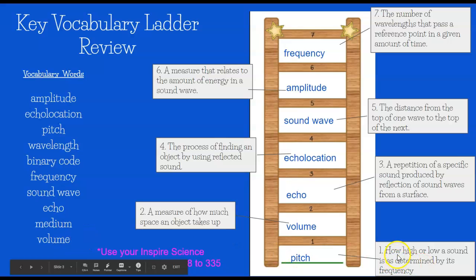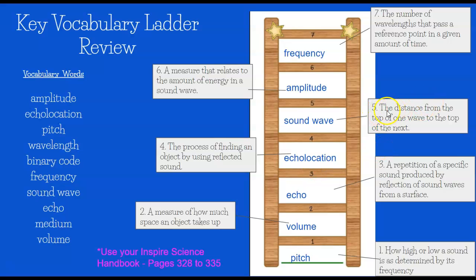So number 1, how high or low a sound is as determined by its frequency is called the pitch. Number 2, a measure of how much space an object takes up is the volume. Number 3, a repetition of a specific sound produced by reflection of sound waves from a surface is called echo. Number 4, the process of finding an object by using reflected sound is called echolocation.